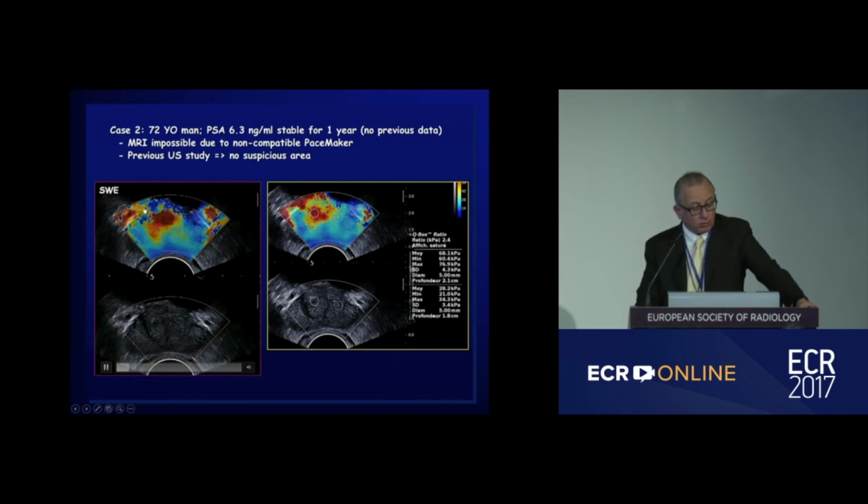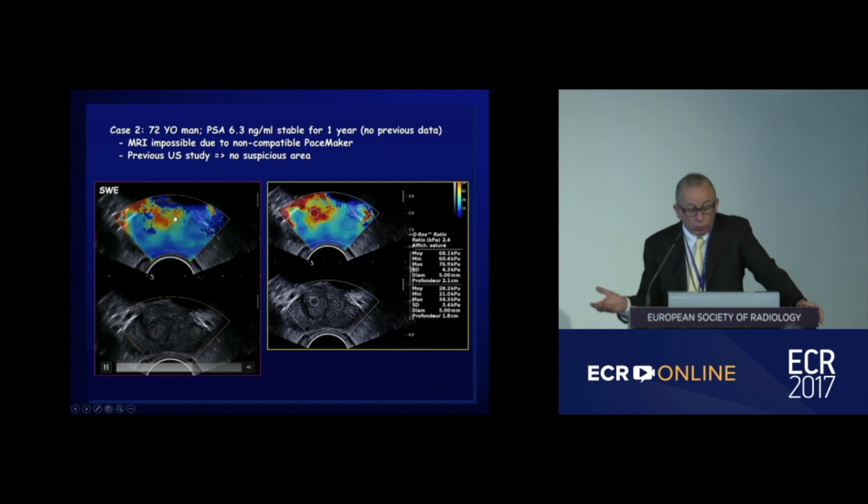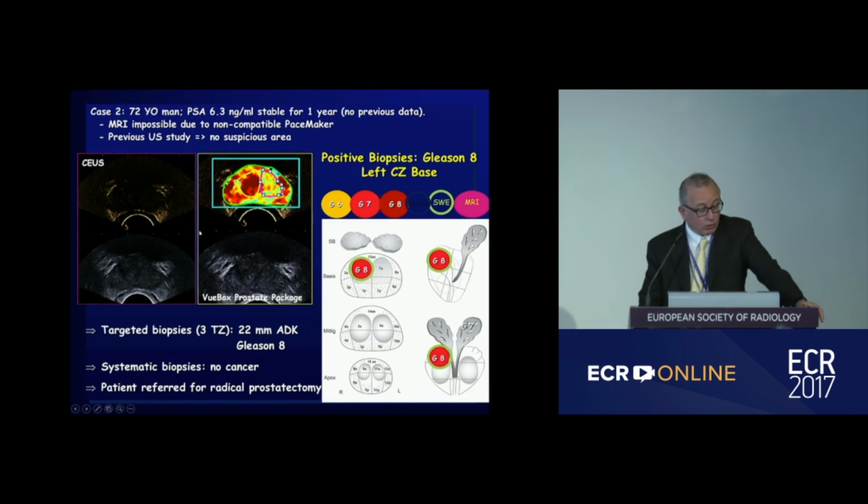But look, as soon as I push the shear wave button, oh my God, there's something here, and this is anterior. So of course, this can easily be missed by systematic biopsies, or even targeted biopsies if you have no target. And you see that this area is strongly stiffer compared to the contralateral side, 68 kilopascal versus 28. And then we just confirm that the lesion is strongly hypervascular. And look at how hypervascular the lesion is.